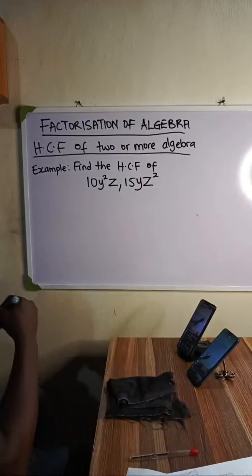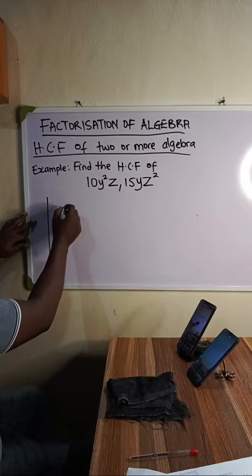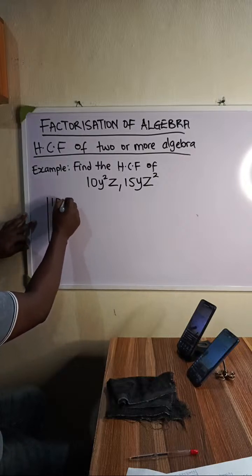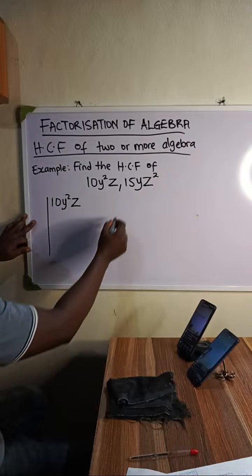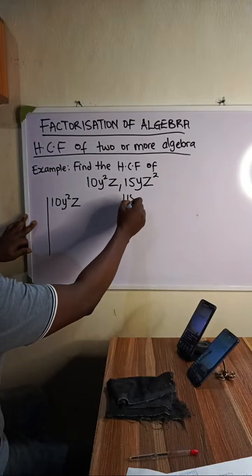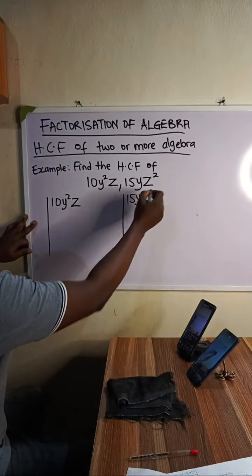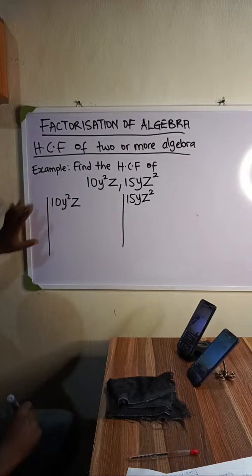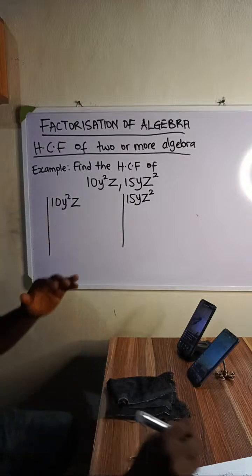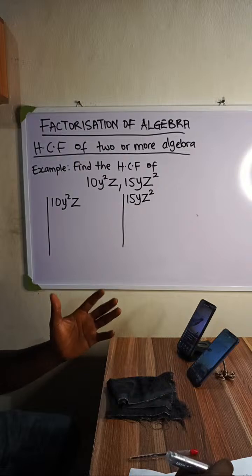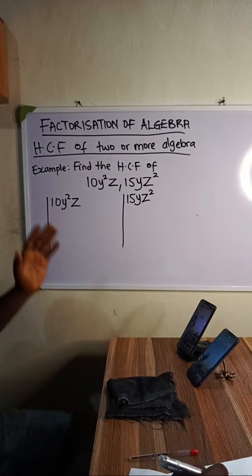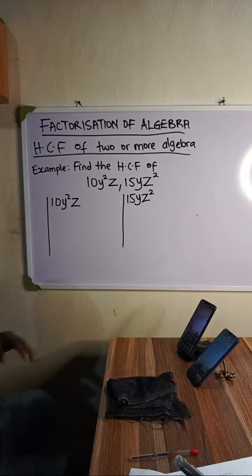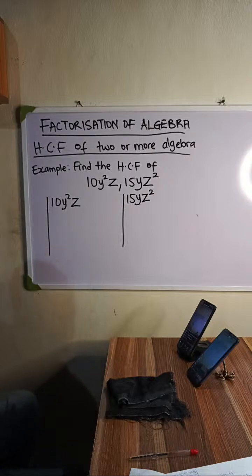Okay, what I mean is, you have 10y squared z. You have 15yz squared. Okay, so let's break this down. What can divide? We start breaking it down from the numbers before we go to the alphabet. We break down from the numbers, okay? Nuri said 5YZ. Okay, let's see how Nuri got that answer.